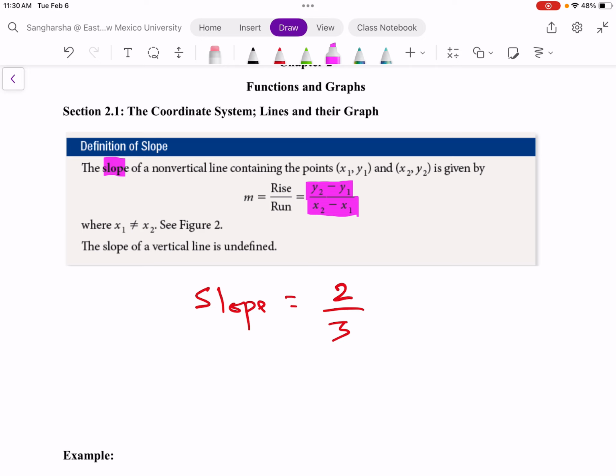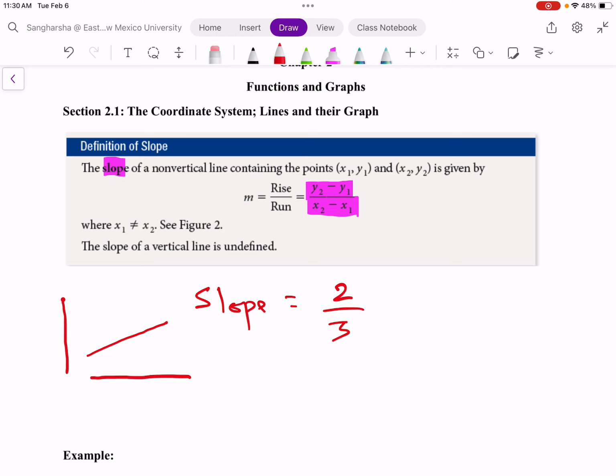Okay. Now our line can be horizontal. We can have a vertical line. We can have an inclined line. And so here, finding the slope means we are measuring how inclined this line is. Okay, we are measuring the inclination of a line with respect to the horizontal axis. Okay, that is the slope.